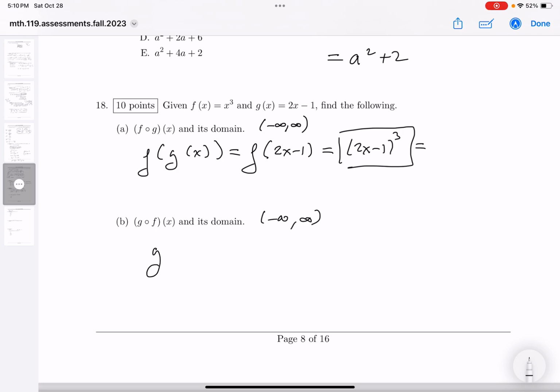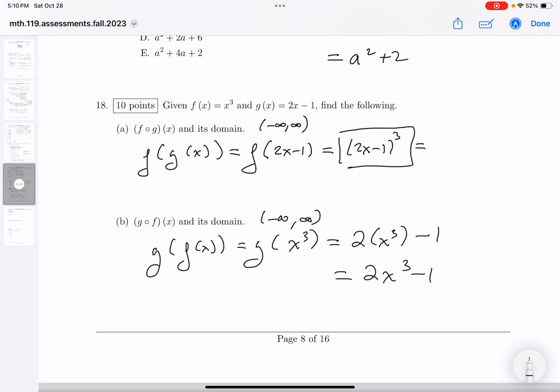What's this one? This is g of f. What's f? It's x cubed. What does g do to it? It multiplies it by 2, and then it subtracts 1. Let me clean that up a little bit. It's going to be 2x cubed minus 1. And again, this is the domain of it. Again, for the students that want to multiply this out, you can.